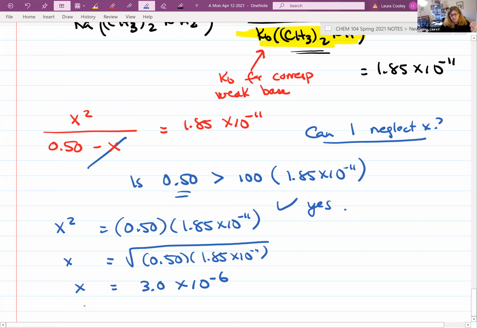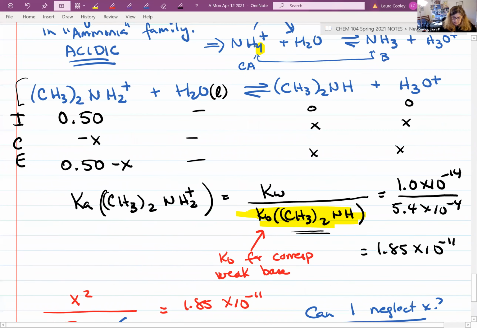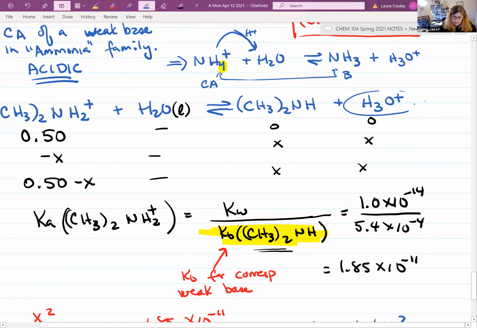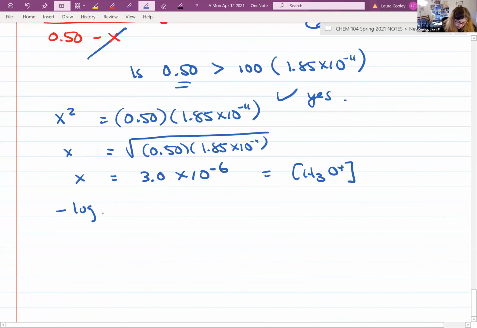Now in the last problem, we ended up with an X that was the hydroxide concentration. But that's not the case in this problem. In this problem, X is the H3O plus concentration. So I can immediately take the negative log of this number, and that's the negative log of the H3O plus concentration. And that's going to give me the pH, she said, finishing her thought. Okay, whatever. And so this comes out to 5.52.